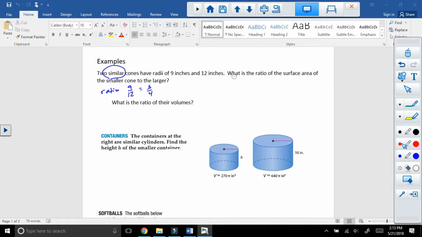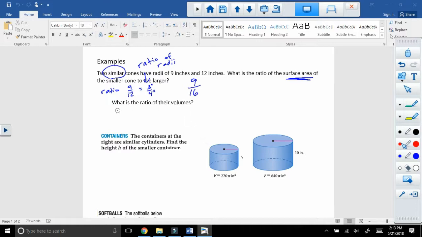This first part is asking what is the ratio of the surface areas of the smaller cone to the larger. Well, this is the ratio of the sides, or of the radii. So think of that as being like a singular unit length. So that's inches to inches. Those are singular units. To go to area, you need to square each part of that. So the ratio of the surface areas would be 9 to 16.